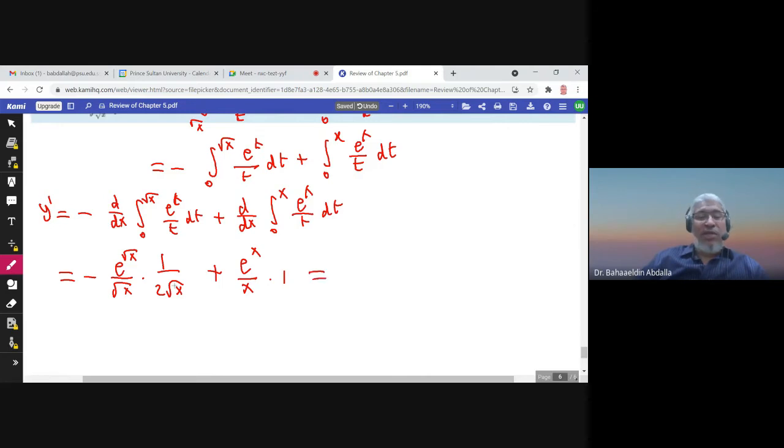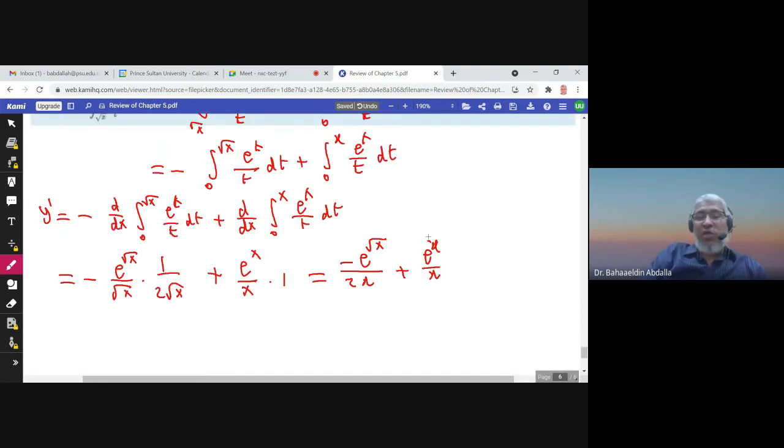So the final answer would be negative e to the square root of x over square root of x times square root of x, which is just x, and this is e to the x over x. And this was the last question.